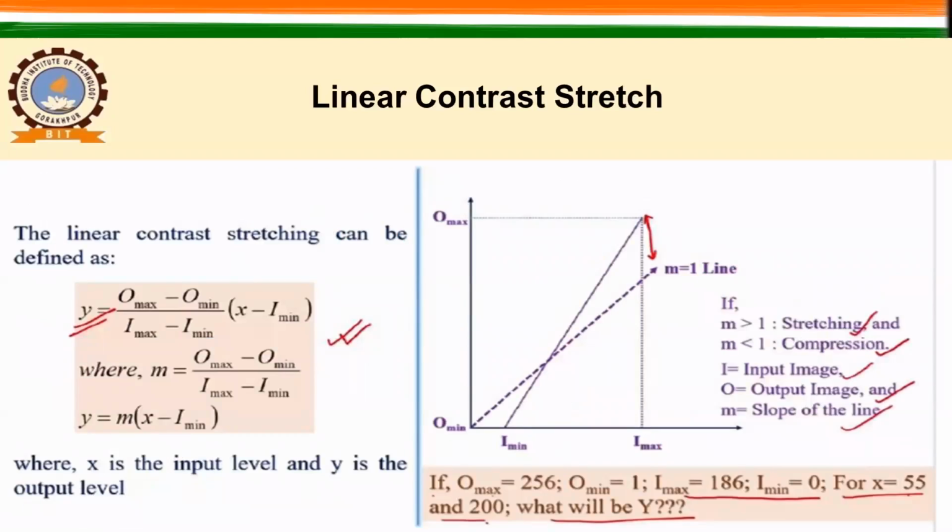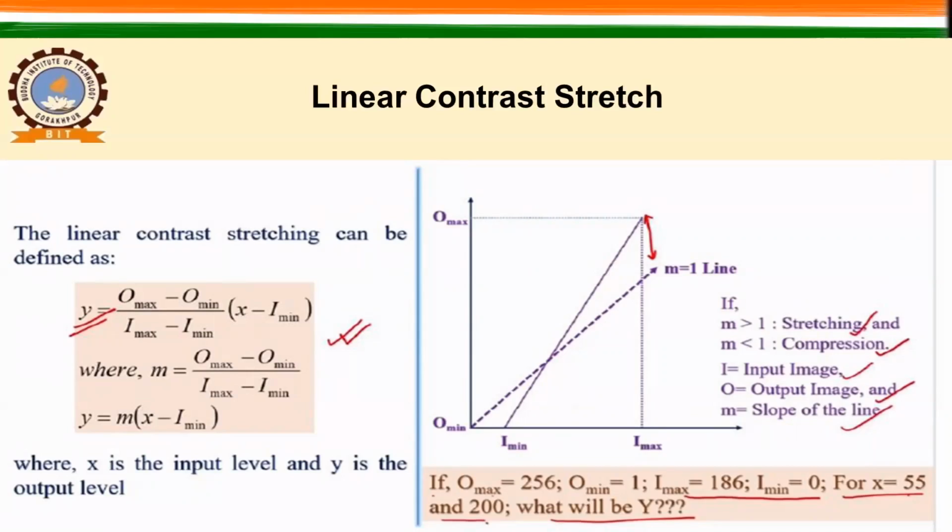The linear contrast stretching can be defined as this. To calculate Y, we use O max minus O minimum, which is the output image range you want, and I max minus I minimum, which are your input maximum and minimum DN values. If you apply this, you can easily calculate Y, and Y is the output value. If you plot O max, O minimum and I max, I minimum, there is a difference between them.